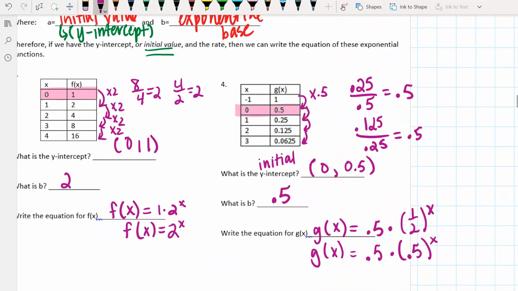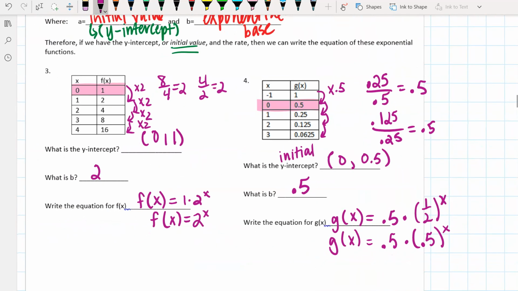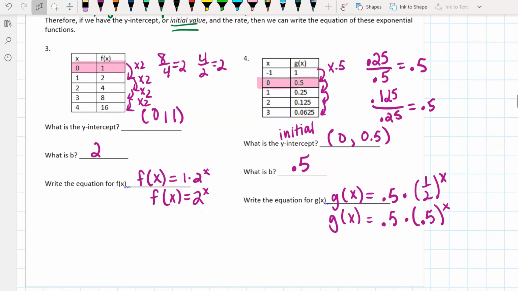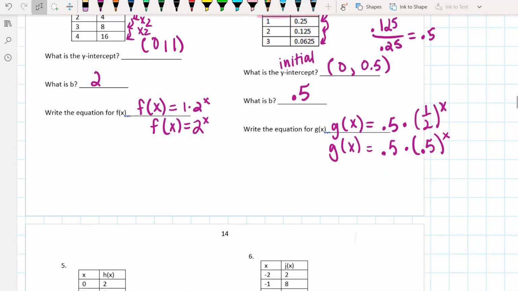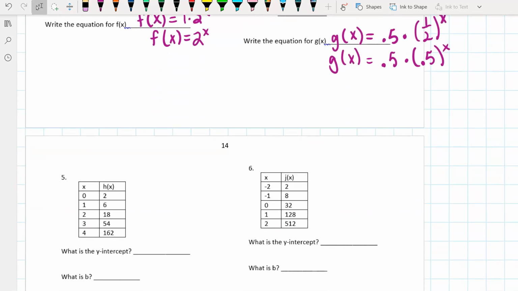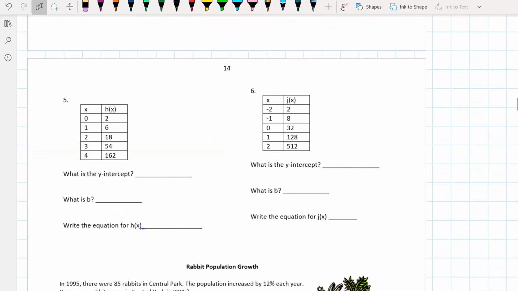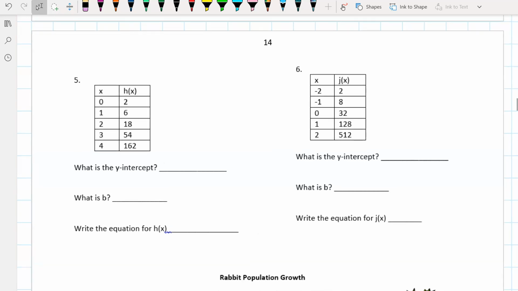Okay, so a lot of this you already knew, but again, we're looking at it in a different way, so I want to make sure we discuss it. Moving on to the next page, we have 5 and 6, which is the same idea. I want you to try 5 and 6 on your own. Take a look at your table, find your y-intercept, find your exponential base, and then write your equation. Go ahead and do that now.